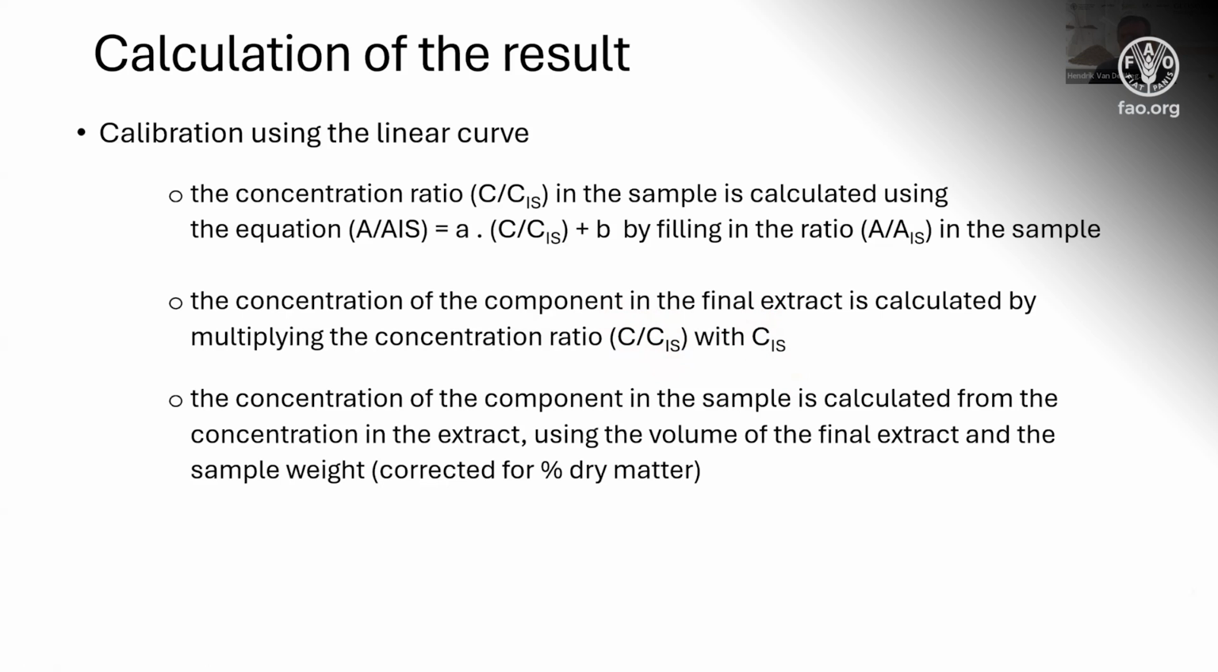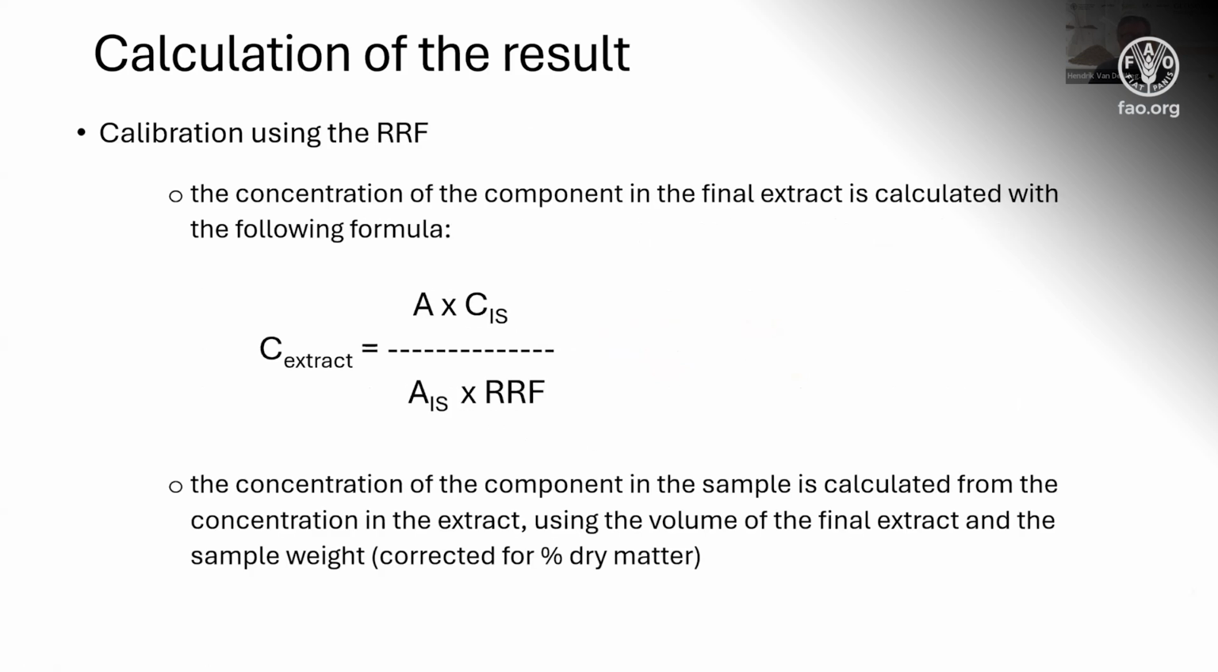We can do the same with the RRF. We calculate the concentration in the extract using the RRF in this way. So we multiply the area of the peak with the concentration of the internal standard, and we divide by the area of the internal standard multiplied by the relative response factor. And then the concentration of a compound in the sample is calculated from the concentration in the extract using the volume of the final extract and the sample weight, corrected for percentile matter.